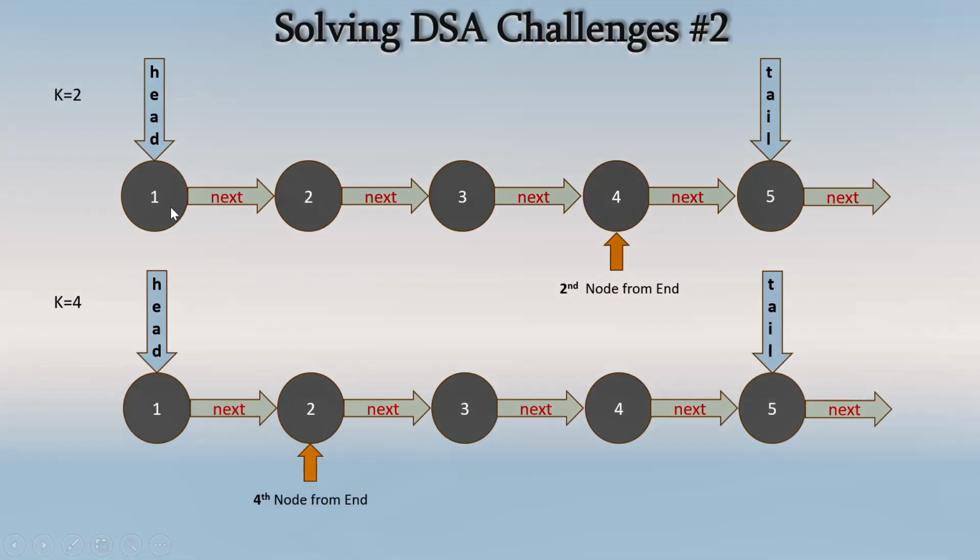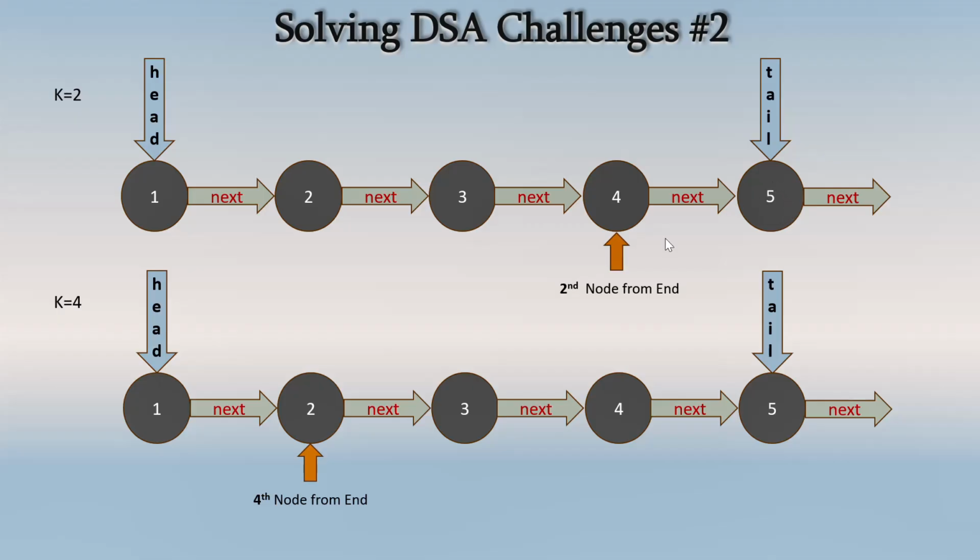If you see here, we have 5 nodes in this linked list, right? And head is pointing to this first node with value 1, and tail is pointing to this last node with value 5. So if you are asked to find the last node of this linked list, it is simple. The node which is pointed to by the tail pointer. Okay, so that one is the last node.